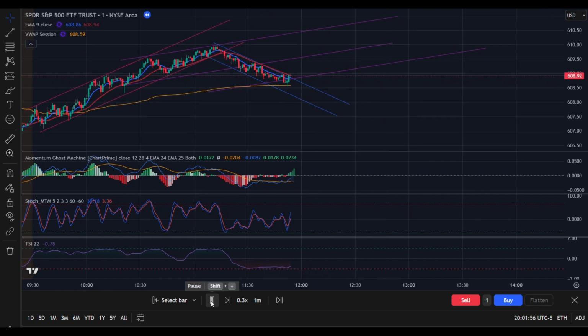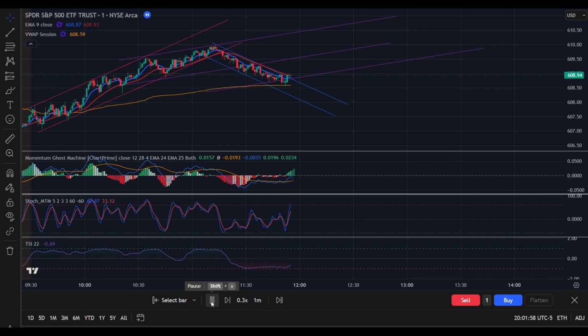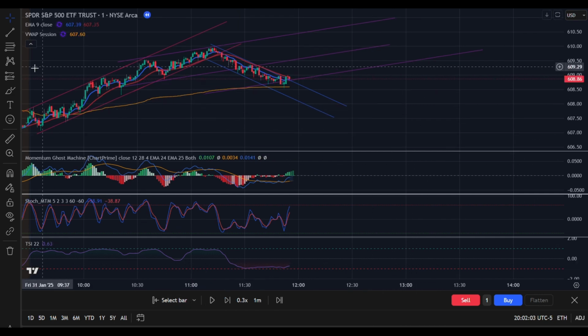So in real time, what I'll be doing is showing you what the setups look like, what they should be looking like, right? So I'll be drawing them in real time.